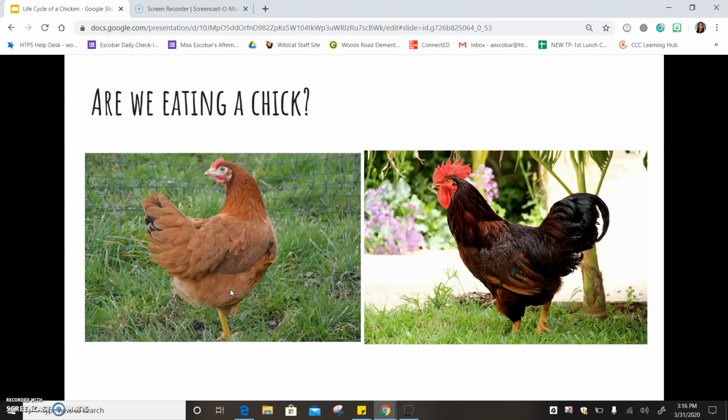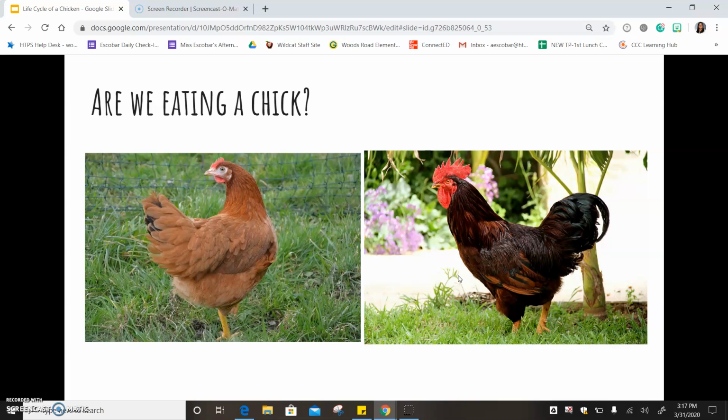And this is why. In order for there to be a chick in an egg growing on the farm, there has to be a hen and a rooster. And if there's a hen and a rooster in the same spot, then the eggs are going to be fertilized. And what that means is that when a hen hatches the egg, it's going to be a chick. There's going to be a chick inside that egg.